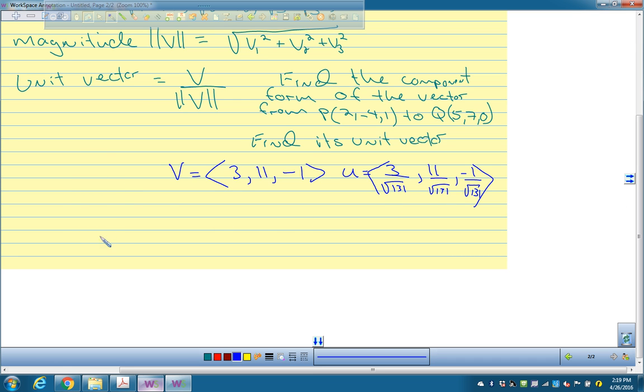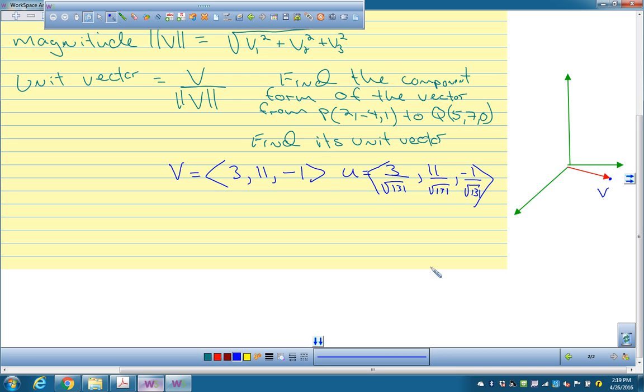Oh, I can. Okay. If I were going to sketch this in, so let's just sketch it because it's fun. Here's X, here's Y, and up and down is Z. So I'm going to go out 3, way over 11 and down 1. So maybe this is the vector right here. It's kind of hard to represent, but it's going over 3, out this way 11, down 1 unit.